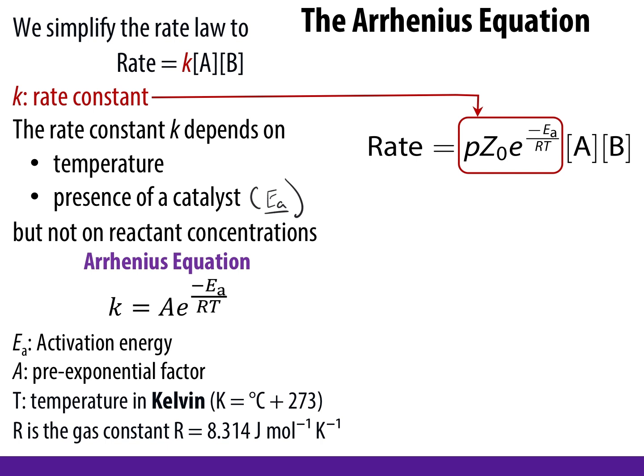One of the key equations we can work with is the Arrhenius equation, k is equal to A e to the negative EA over RT. We have this value A, which is the pre-exponential factor. T, again, is temperature in units of Kelvin, so we have to take degrees Celsius and add 273, or more precisely, 273.15 to get from Celsius to Kelvin. And R is the gas constant, 8.314 joules per mole Kelvin.